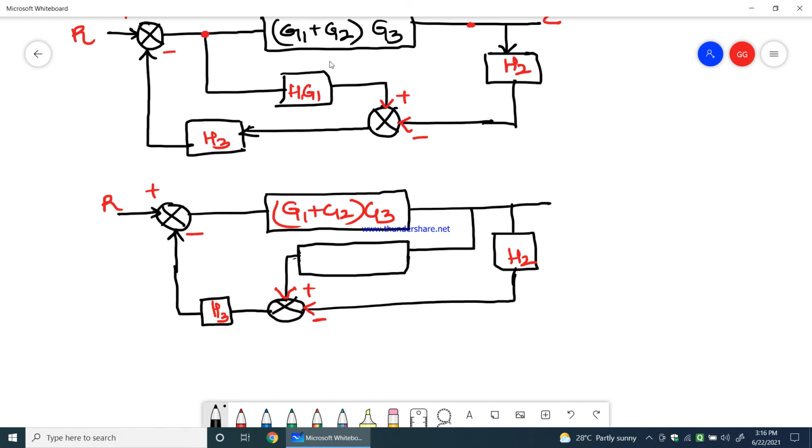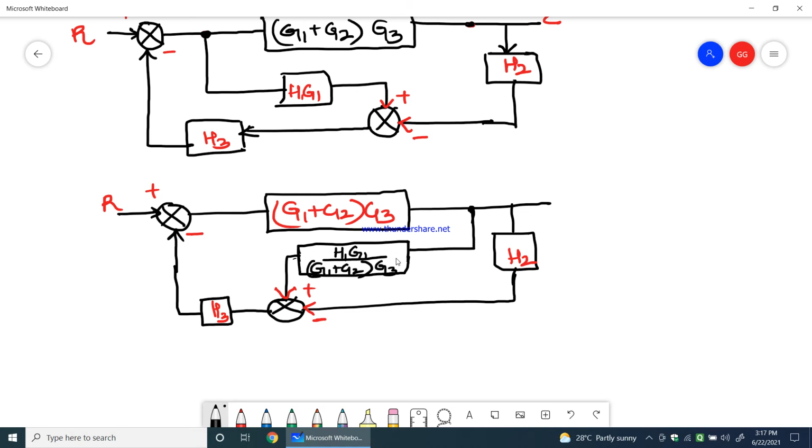See, I have taken the takeaway point from here, right? So here this H1 G1 should not multiply with this actually. Now when I push the takeaway point from here to here, this is now getting multiplied by H1 G1. So when I take a feedback from here, then H1 G1 gets multiplied by this block. So I don't want that to happen. What I do is I'll divide H1 G1 by G1 plus G2 into G3.